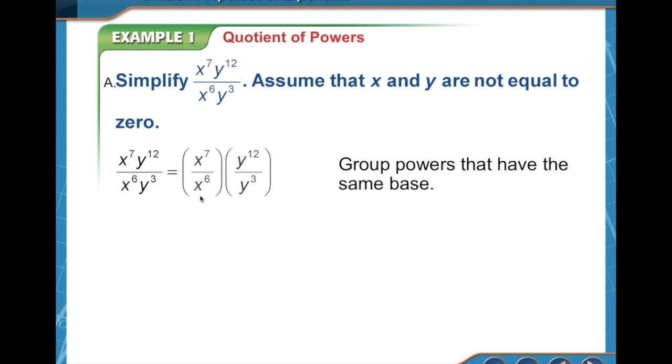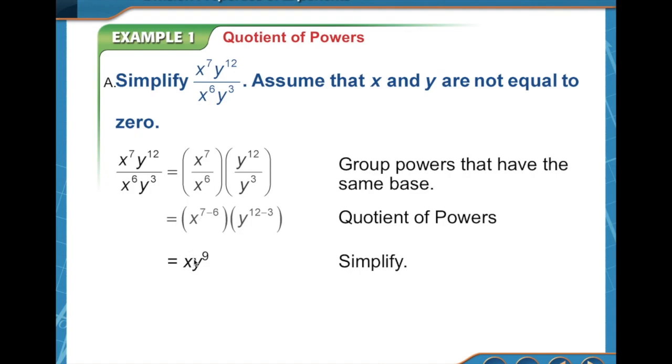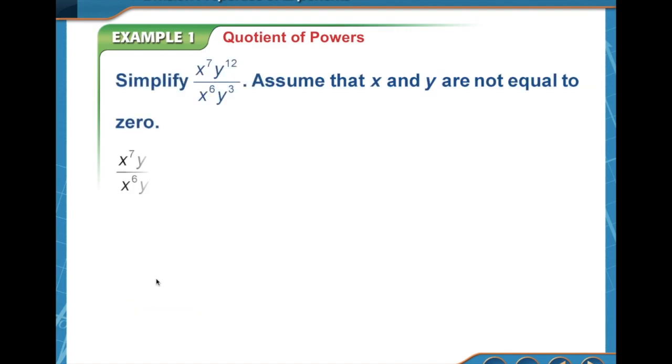And if we do our division, we're going to subtract our powers. So 7 minus 6 is going to give us x to the 1st. And 12 minus 3 should give us y to the 9th. So that will look like this. Quotient of powers tells us to subtract the powers of the same base. And we all can do 7 minus 6, that's 1. And 12 minus 3 is 9. So we get x to the 1, or just x, and y to the 9th. And that is as simple as it gets. So this whole phrase that we started with is the same thing as x times y to the 9th power. And that is our answer for 1a.